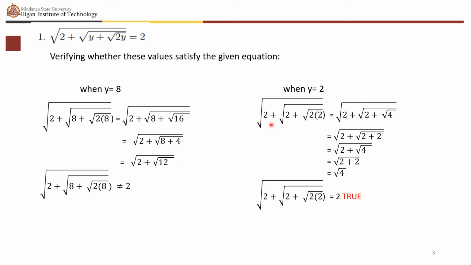That is following. We have square root of 2 plus y, here y is replaced by 2. So square root of 2 plus square root of 2 plus 2, which is 4. So we have square root of 4. But what is square root of 4? That's equal to 2 here. And again, square root of 4 is 2. So that's square root of 2 plus 2.